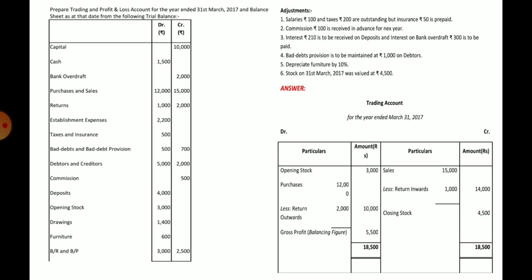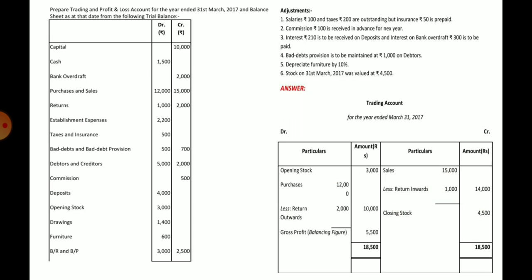Stock at 31st March 2017 is valued at 4,500. So first of all, you can prepare the trading account as: opening stock, purchase, and purchase return if there is any. Okay, 10,000, 3,000, and after that sales, less sales return, and closing stock.